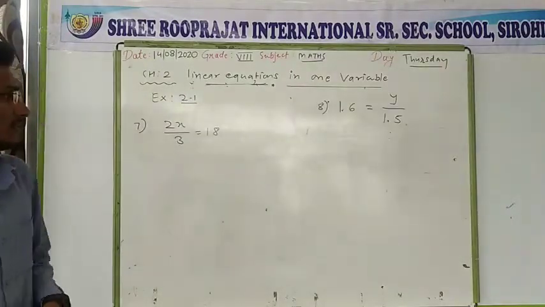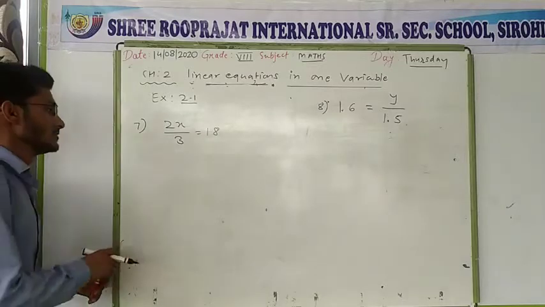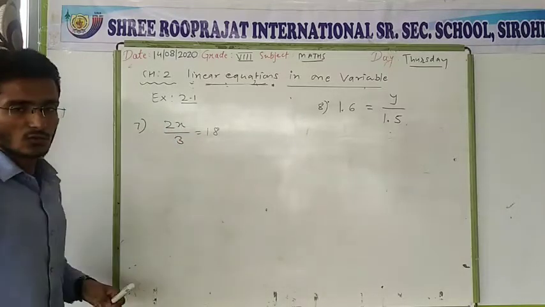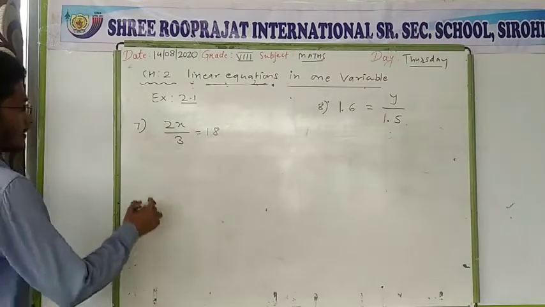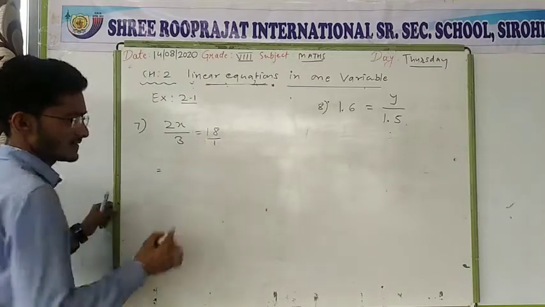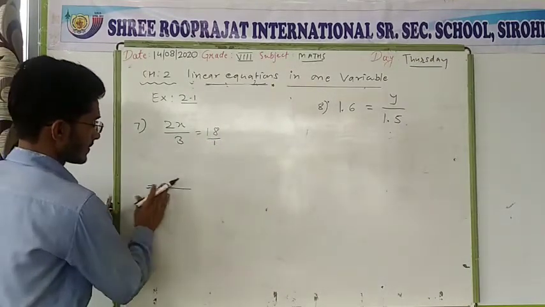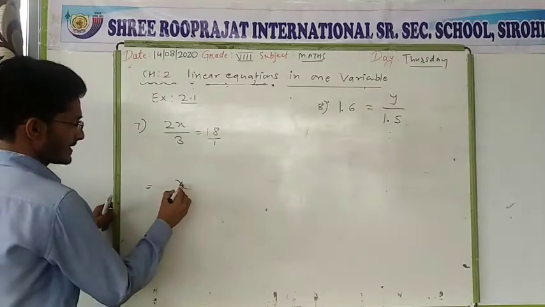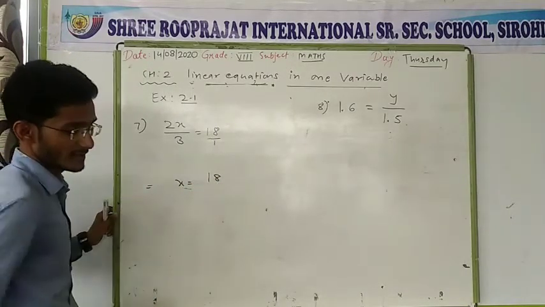So question number 7, 2x divided by 3 equal to 18. So here is x, you have to remove both 2 and 3, then you will get the value of x. So you can cross multiply. There is no denominator given, then you can assume that there is a 1. You have to write x as it is. In the right hand side it is given 18.